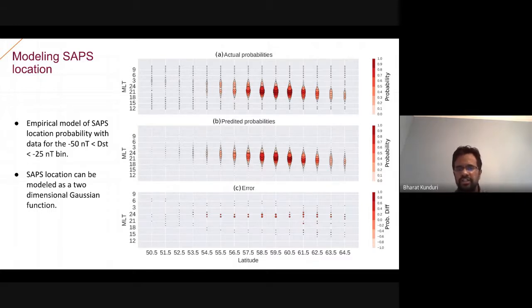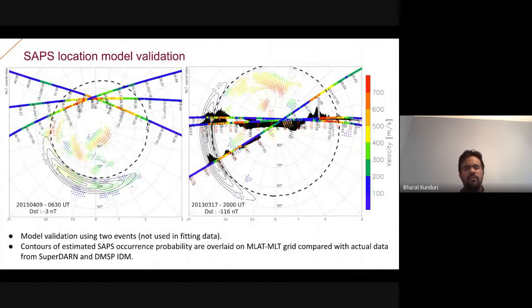As you can notice, there's very little error, and it turns out it's a very simple problem to model the SAPS location using empirical functions. It's a two-dimensional Gaussian distribution in latitude and MLT. So the next thing we set out to do was validate the model.